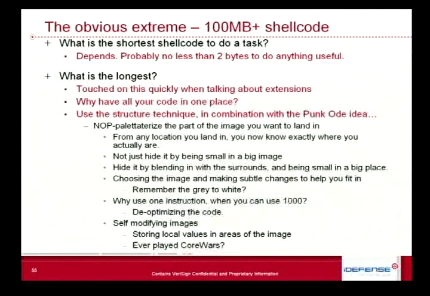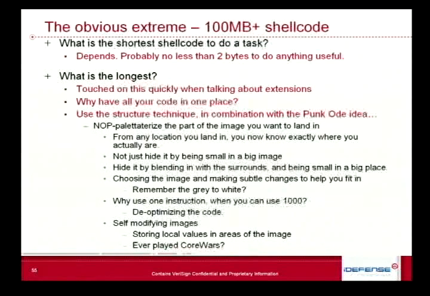Why do you want to have all your shellcode in one place? If you use the same thing as the structure technique, the one where you use the last 3 numbers of the address, you can know where you are in your image. You can basically convert everything into a not palette, and you can convert that part of the image that you want to land in to the right type of thing, and from any location you land in, you know where you are relative to the rest of the image. You can hide that using the blending from grayscale that we showed. You can blend stuff in with its surroundings using the same general techniques, where the transition to shellcode actually occurs.